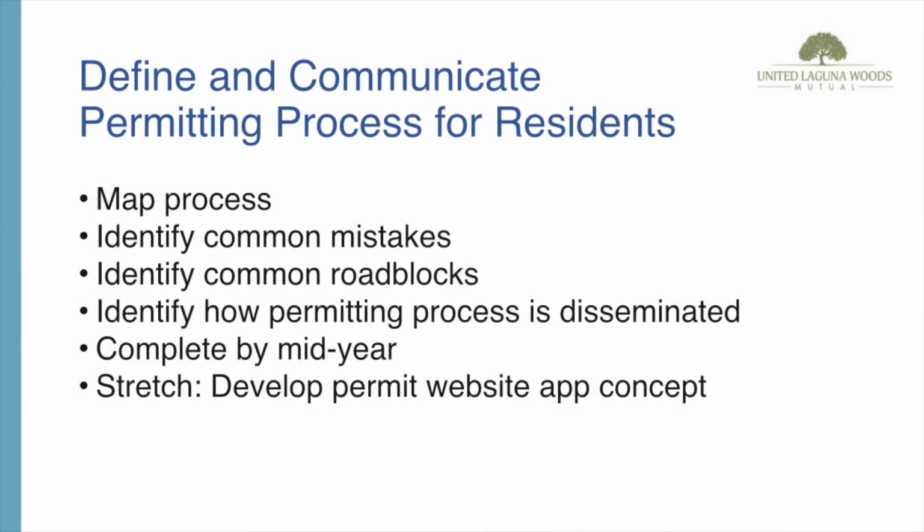We actually have the goals shown on slide 3. And it's to map the permitting process, identify common mistakes. Let me make sure I got the right goal. Okay, yep. The first goal is to define and communicate permitting process for residents. And it's to map the process, identify common mistakes, identify common roadblocks, identify how permitting process is disseminated. In other words, how do we tell people about that? And what we'd like to be able to do is get this done by mid-year.